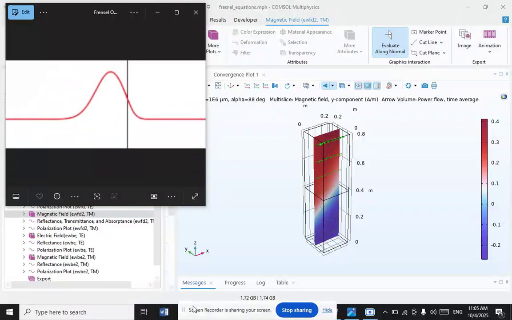The next one is introduce Brewster angle. At a specific angle of incidence, Brewster's angle, there is no reflection for TM polarized light, a phenomenon used in various optical applications. The next one is total internal reflection. When light travels from a denser to a less dense medium, the Fresnel equations can predict conditions for total internal reflection at angles of incidence greater than a critical angle.